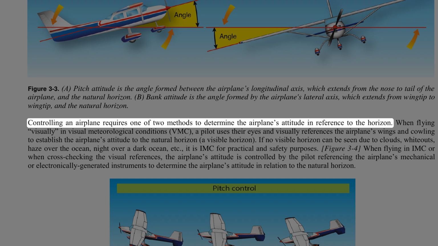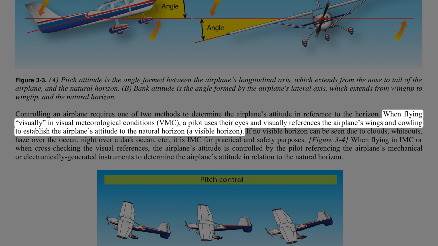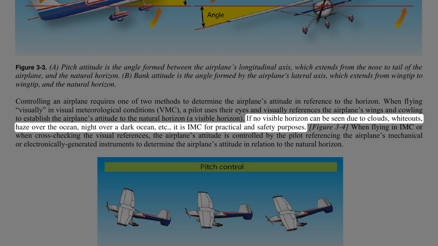Controlling an airplane requires one of two methods to determine the airplane's attitude in reference to the horizon. When flying visually, in visual meteorological conditions, VMC, a pilot uses their eyes and visually references the airplane's wings and cowling to establish the airplane's attitude to the natural horizon, a visible horizon. If no visible horizon can be seen due to clouds, whiteouts, haze over the ocean, night over a dark ocean, etc., it is IMC for practical and safety purposes.